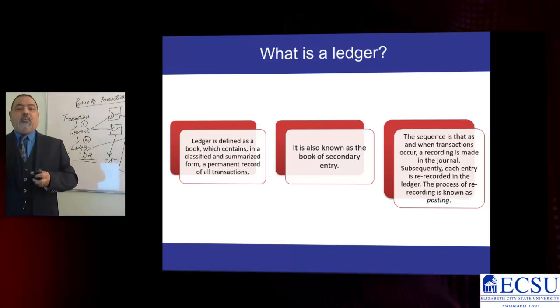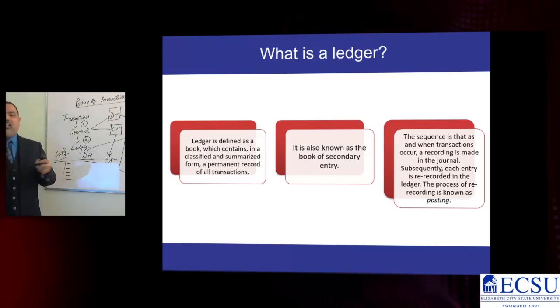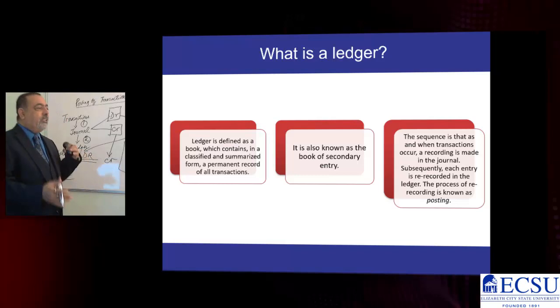So it is also known as the book of secondary entry, simply because the prime entry is the journal and the second entry is the ledger. So that is why we also call it a secondary entry. And the sequence is that as and when transactions occur, the recording is made in the journal as they occur.